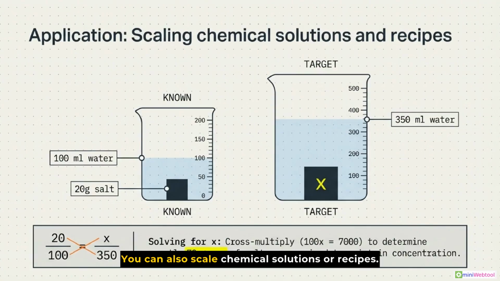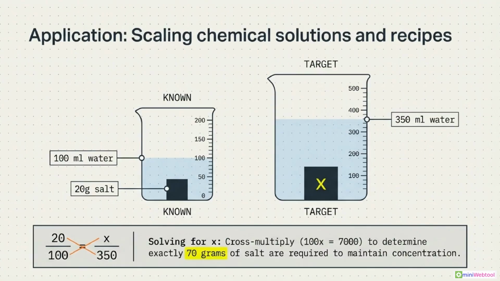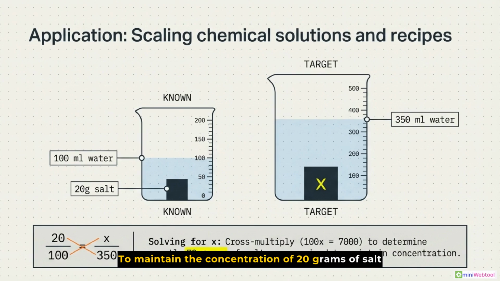You can also scale chemical solutions or recipes. To maintain the concentration of 20 grams of salt in 100 milliliters of water when scaled up to 350 milliliters of water, cross-multiplication determines exactly 70 grams of salt are needed.